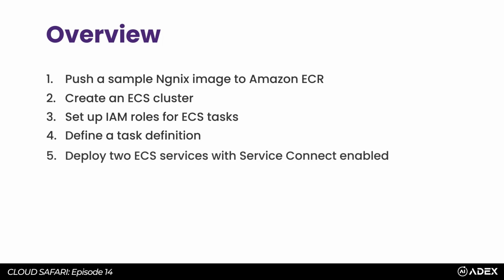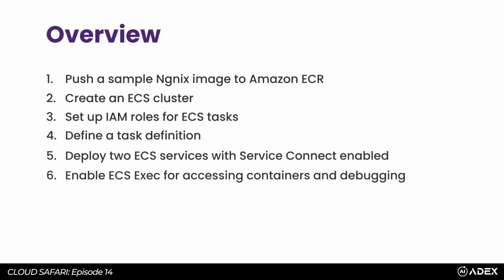We'll deploy two ECS services and enable Service Connect for communication. Then we'll enable ECS Exec so we can securely access the containers. Finally, we'll test the communication between our services to make sure everything is working.